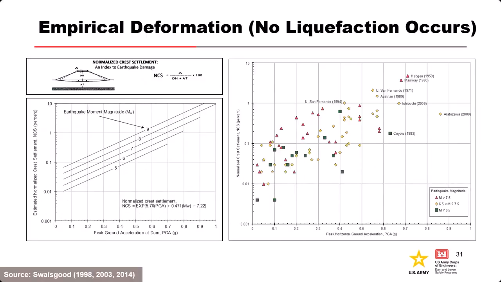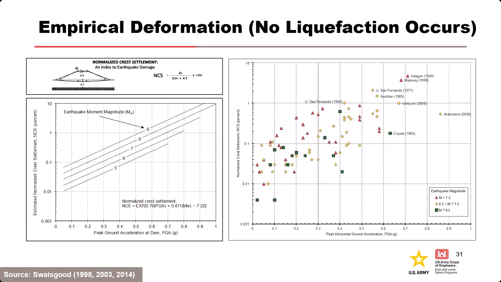To look at deformation, there are some correlations out there that you can use without actually going into any kind of analysis. Swaisgood has a correlation. What's important to note on this correlation is that there are a few dams where there was some liquefaction that triggered. These correlations are not developed to give you deformations of a dam if you have liquefaction, if you have strength loss in your layers through seismically induced strength loss in your layers.